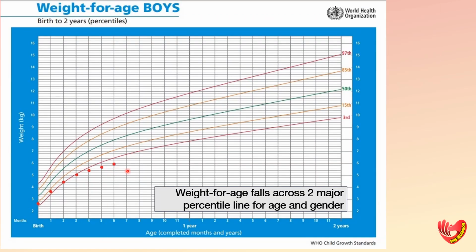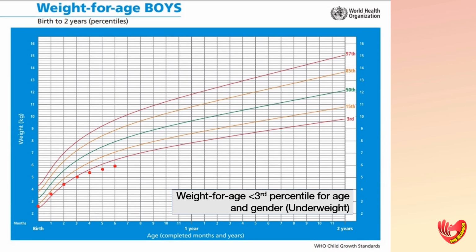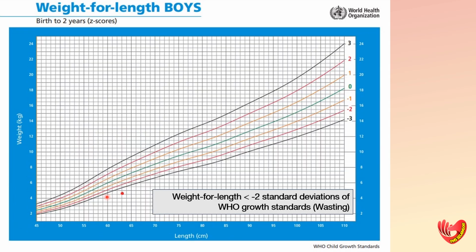This is an example of growth faltering, which shows the weight for age falls across two major percentile lines for age and gender. If you see this chart, his weight for age is less than the third percentile for age and gender, so this is categorized as underweight. This chart is an example of wasting because the weight for length is less than minus 2 standard deviations of the WHO growth standards.